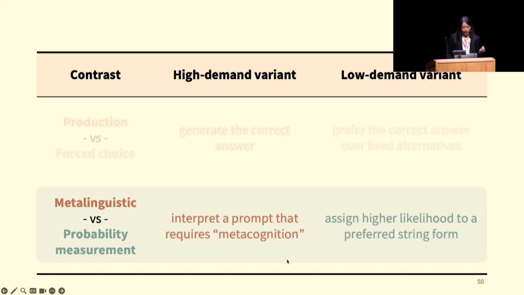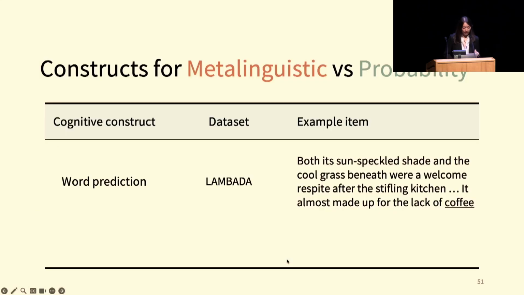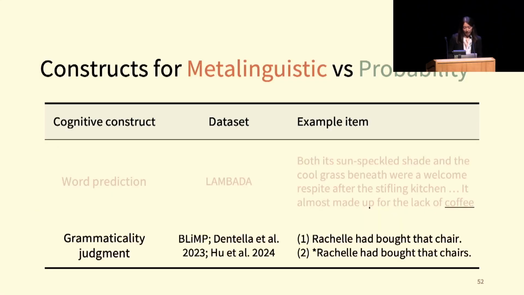We test this particular contrast on two different grammatical tasks. The first is word prediction, like we just talked about, and the second is grammaticality judgment. Here the goal is to identify which sentence in a minimal pair is grammatical. The probability measurement method just compares the probability assigned to the two sentences, and the metalinguistic method explicitly asks in a prompt which sentence is more grammatically correct.